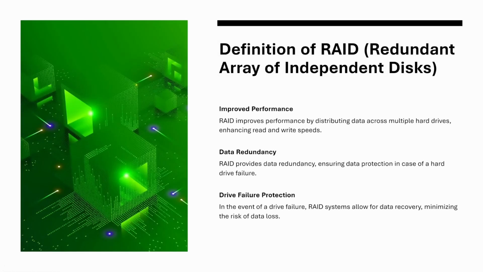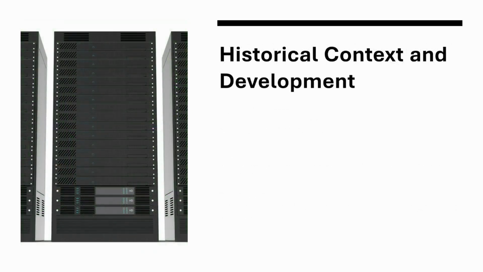So RAID stands for Redundant Array of Independent Disks. RAID improves performance by distributing data across multiple hard drives, enhancing read and write speeds. RAID provides data redundancy, ensuring data protection in case of a hard drive failure. In the event of a hard drive failure, RAID systems allow for data recovery, minimizing the risk of data loss.